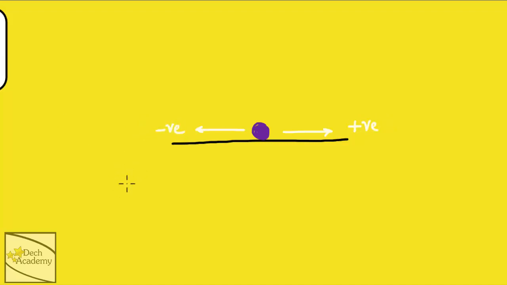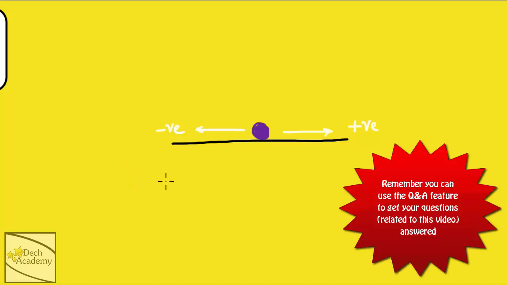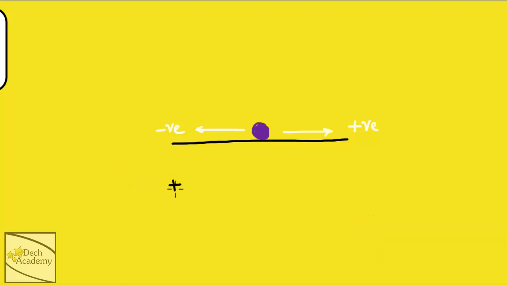So if I tell you that the object is moving at a speed of plus 20 meters per second, this means that this object is moving at a speed of 20 meters per second in the positive direction. If I tell you that the object is moving at minus 15 meters per second, the object is moving at the speed of 15 meters per second, but in the negative direction.